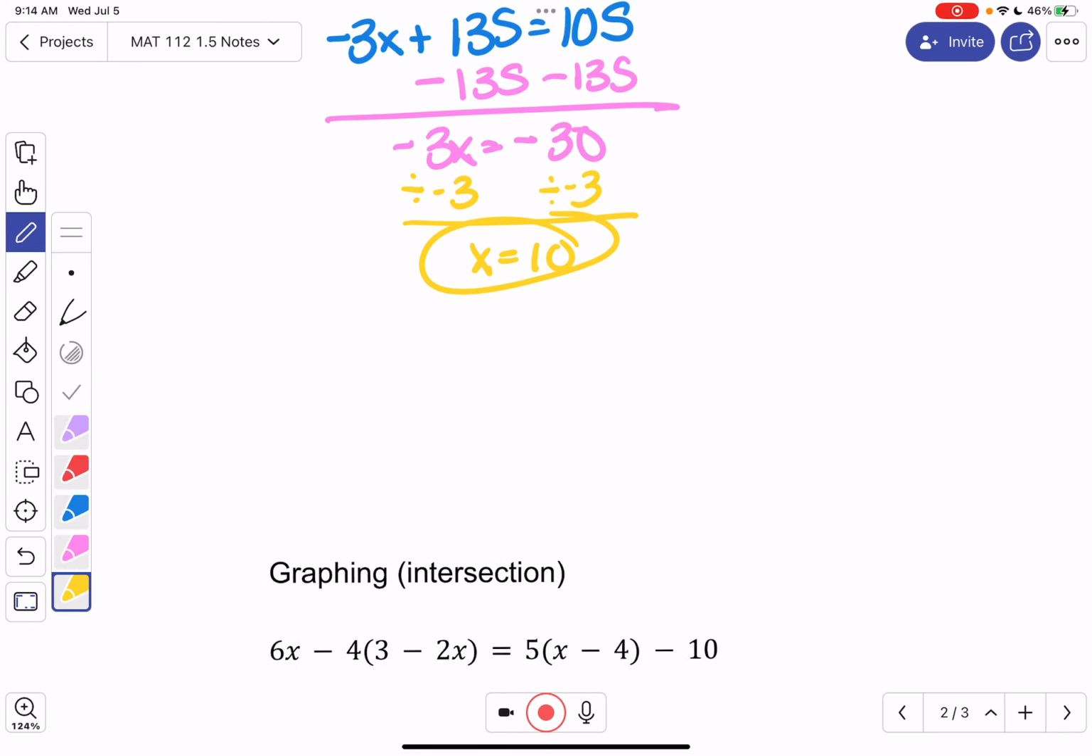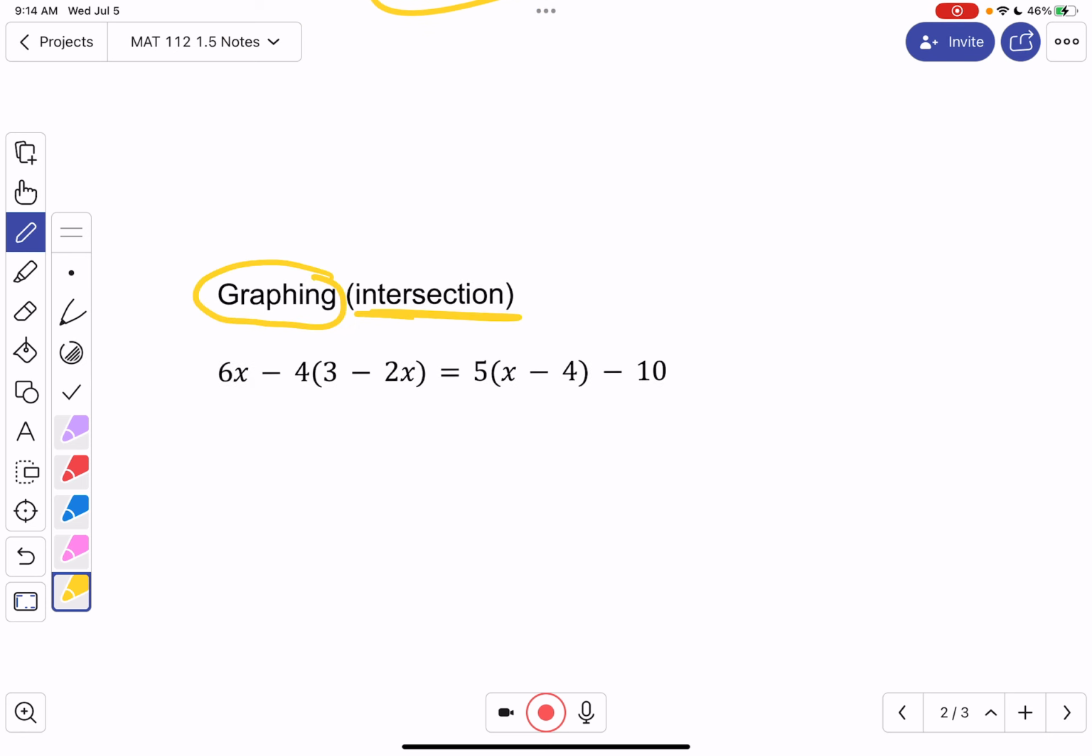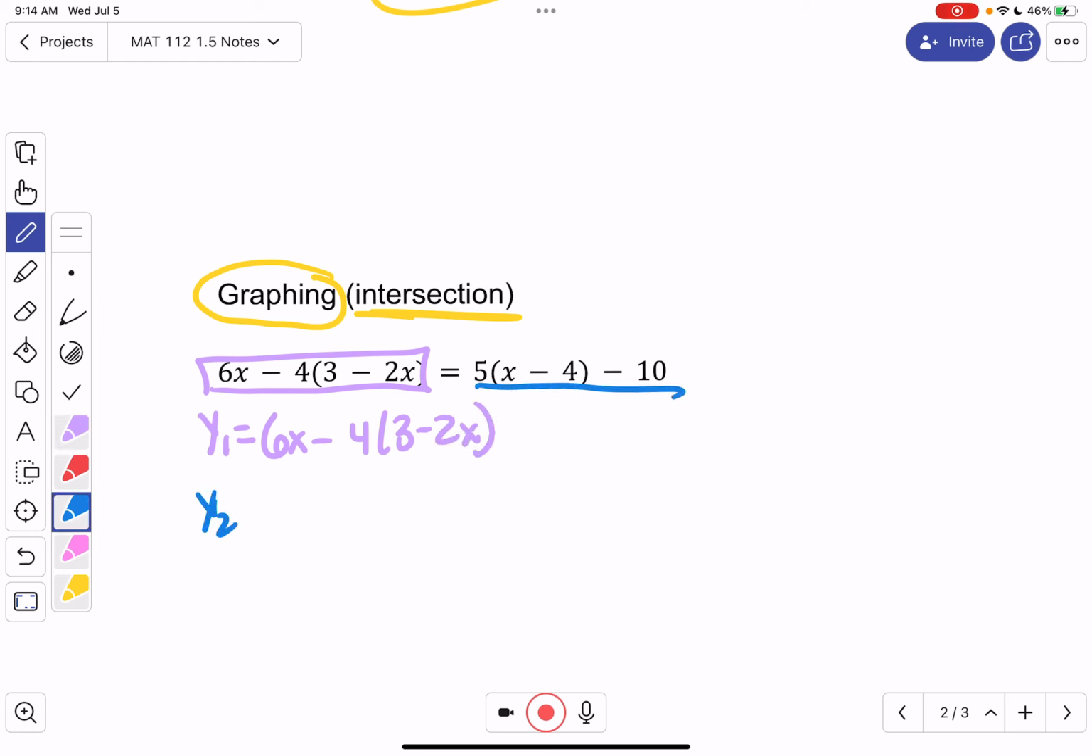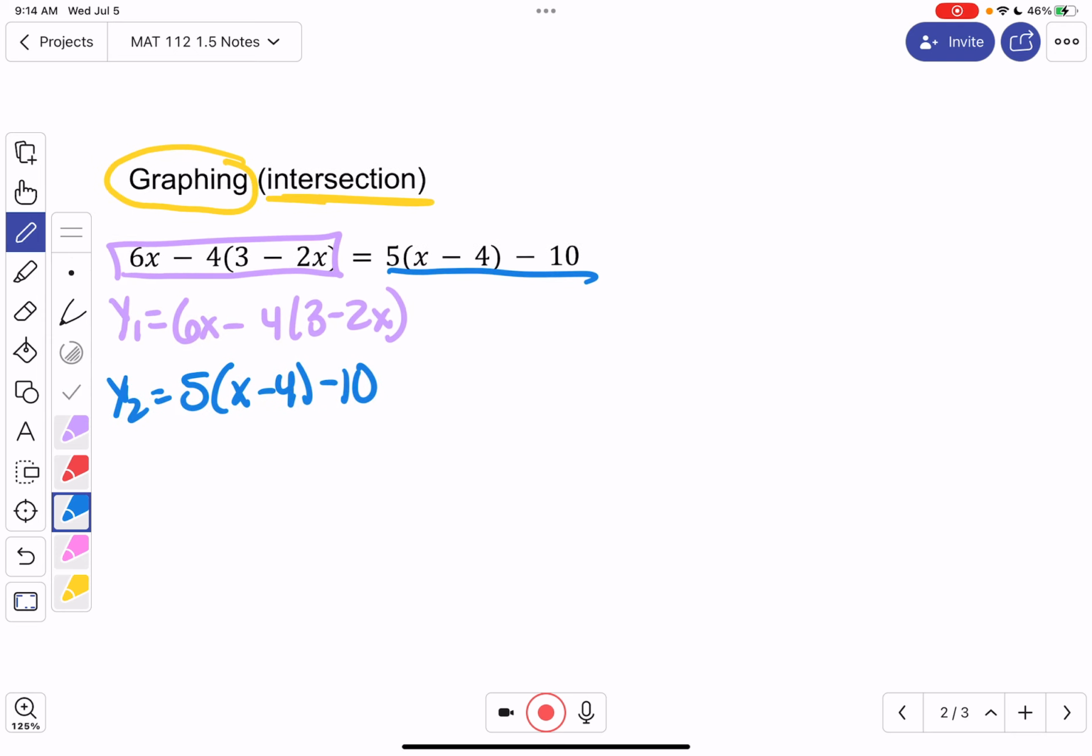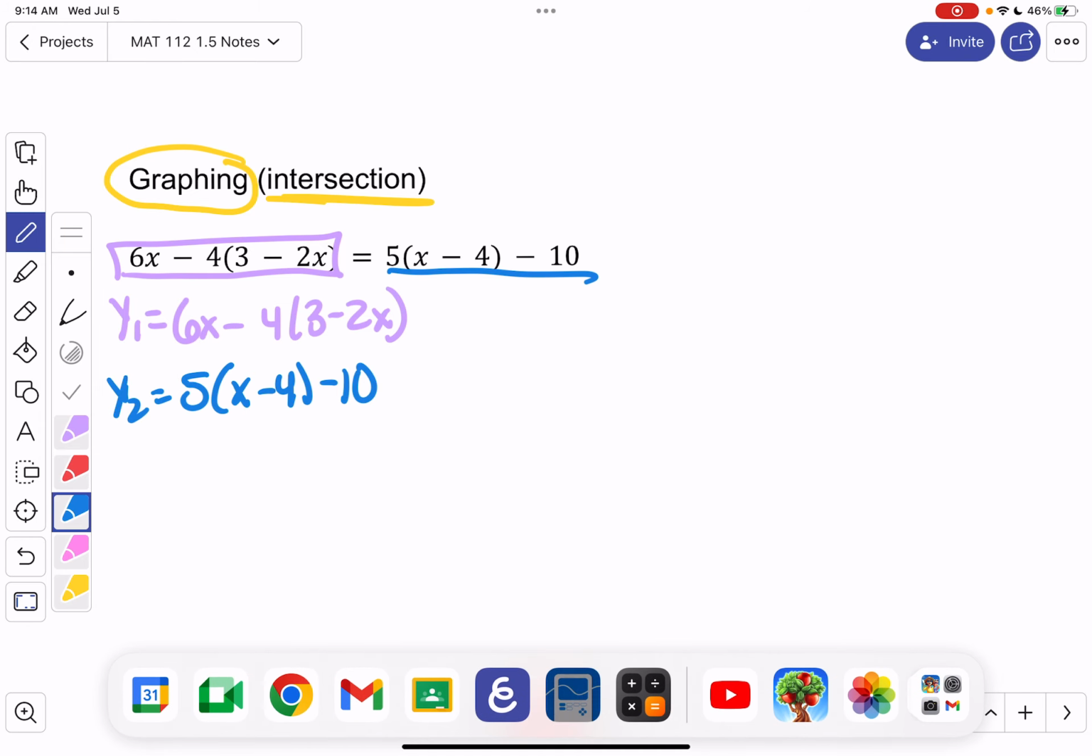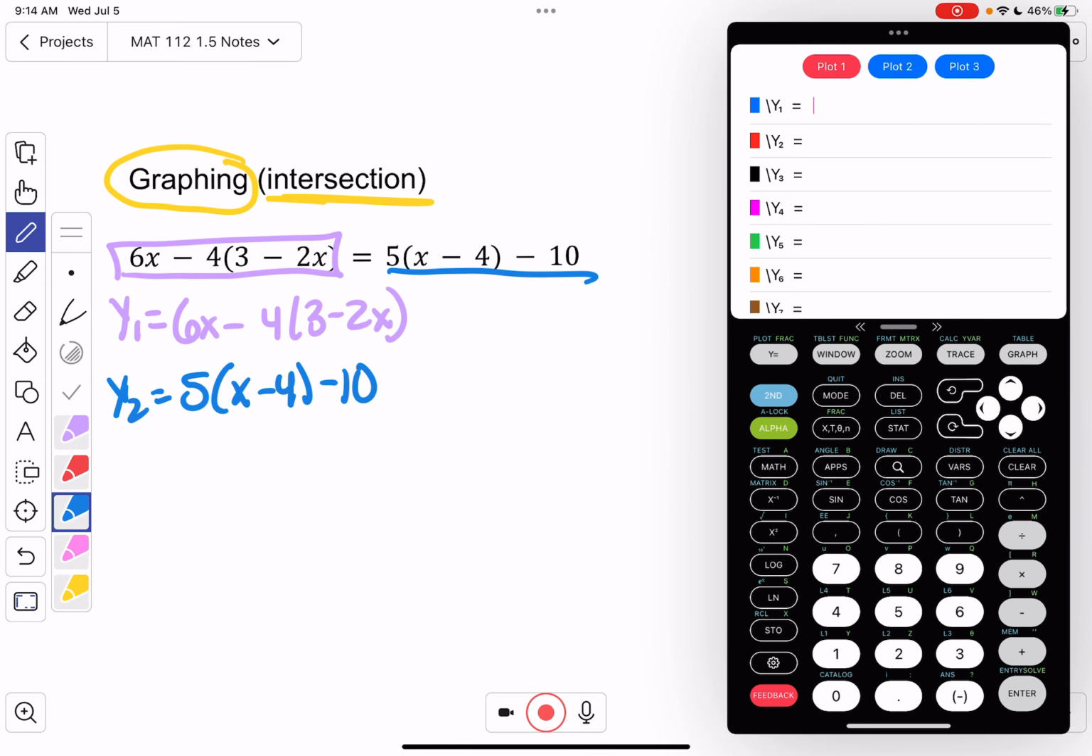Let's move on. Another way to solve is to graph and find the intersection point. So using our graphing calculator, we can plug one side into Y1 exactly as it is. And then we can plug the other side into Y2 exactly as it is. So in order to do that, we're going to take our calculator. We're going to hit Y equals, which is that top left button there. And we're going to type 6x minus 4 parentheses 3 minus 2x. And then on this one, 5 x minus 4 minus 10.